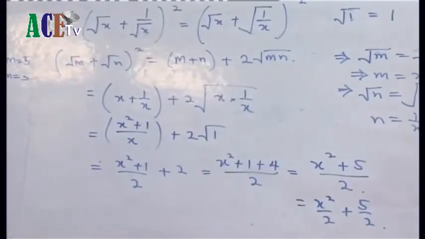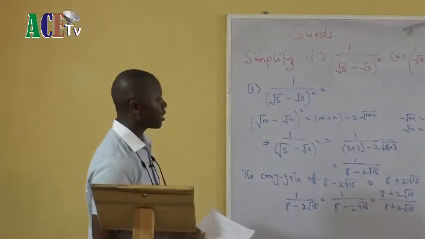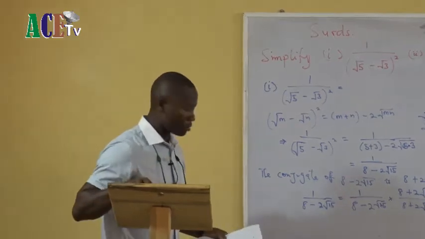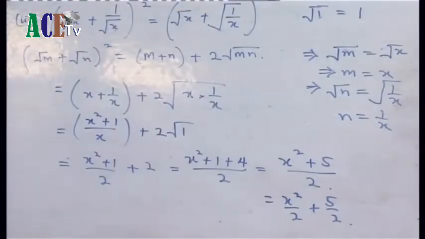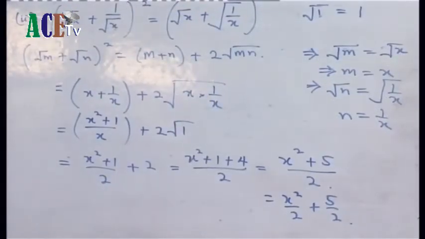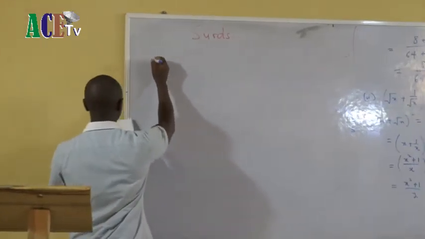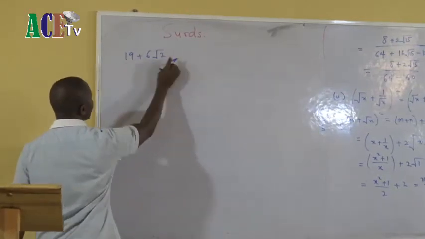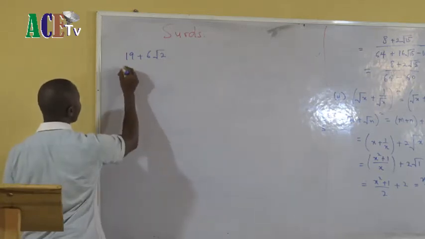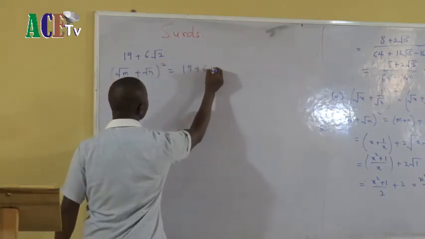So we'll move to the third example that we'll be considering. In this third example, we will be determining the positive square root of 19 plus 6 root 2. Now, if we are to determine the positive square root, we would assume that we have square root of m plus square root of n, all squared, equals 19 plus 6 root 2.